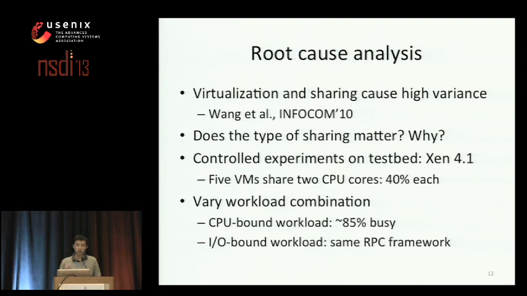First of all, it has been shown that virtualization and processor sharing cause high variance in EC2 network performance. So in other words, if no sharing, no tail. But we go a step further and ask the question, does the type of sharing matter, and why? To answer these questions, we conduct controlled experiments on our local testbed, for which we use a recent release of Xen for virtualization. In these experiments, we run 5 VMs on 2 shared processors, so each gets a 40% share.